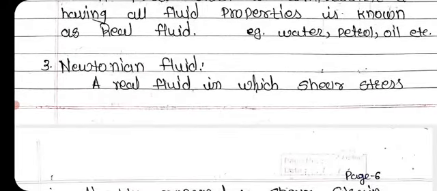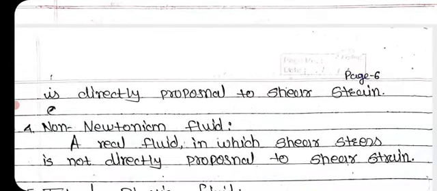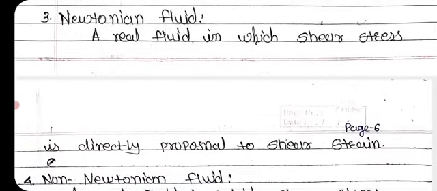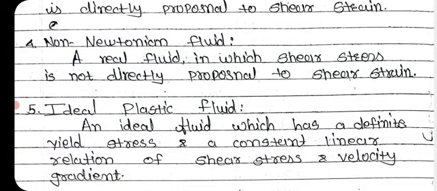Newtonian fluid: a real fluid in which shear stress is directly proportional to shear strain. So the stress-strain relationship defines Newtonian fluid. So Newtonian fluid has a proportional, or we can say linear, relationship between shear stress and shear strain. This we will see in the graph. Let me define the fluids first.